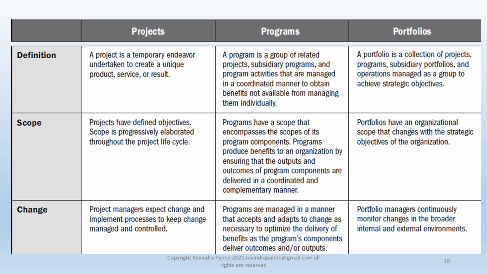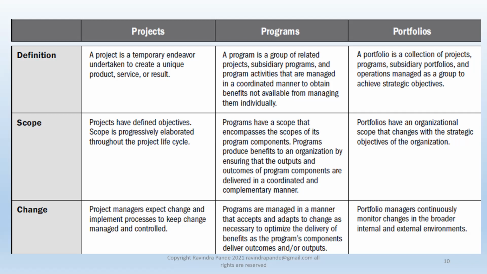In terms of scope, projects have defined objectives. Scope is progressively elaborated throughout the project life cycle. In terms of programs, programs have a scope that encompasses the scopes of its program components or projects normally under that umbrella. Programs produce benefits to an organization by ensuring that the output and the outcome of the program components are delivered in a coordinated and complementary manner. So one project shouldn't cancel or negate the results of other projects. And that's why we have program management, to have a coordinated effort.